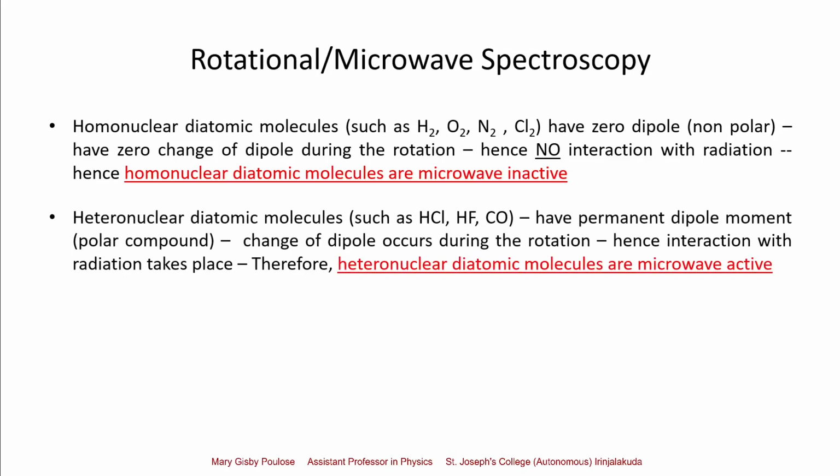Whereas heteronuclear diatomic molecules such as hydrogen chloride, hydrogen fluoride, and carbon monoxide, HCl, HF, and CO, have permanent dipole moments since they are polar molecules. So they produce a change of dipole during the rotation and hence the interaction with radiation takes place. Therefore, we say heteronuclear diatomic molecules are microwave active.